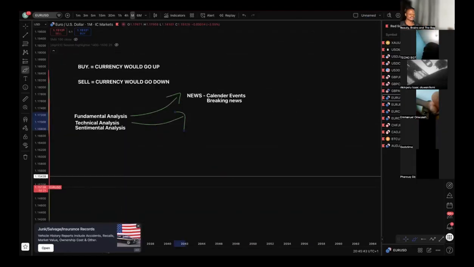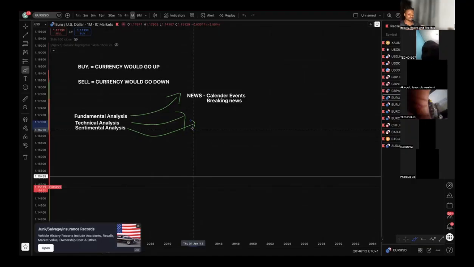Then sentimental analysis. It's similar to technical, but it's not technical. Sentimental is basically how traders feel about the currency pair. So for example, there was a time everybody was saying buy gold, buy gold, buy gold. People that don't even know what this is just opened an account and started buying gold. The overall sentiment on gold was bullish. If everybody is buying gold, liquidity pushes the market up. That's what sentimental is.